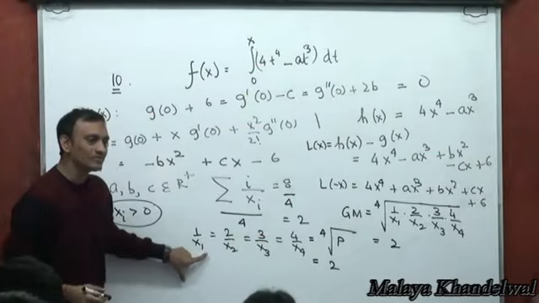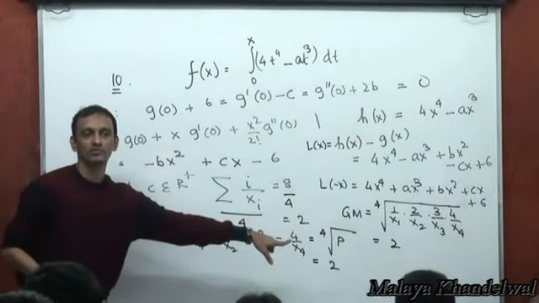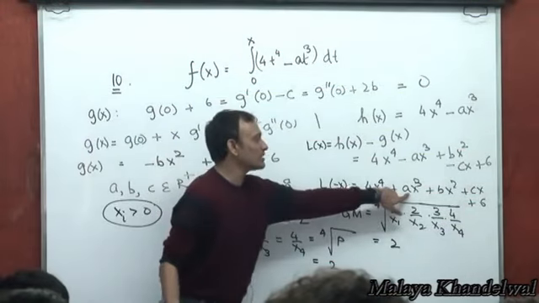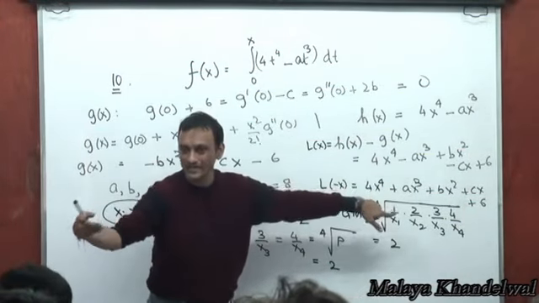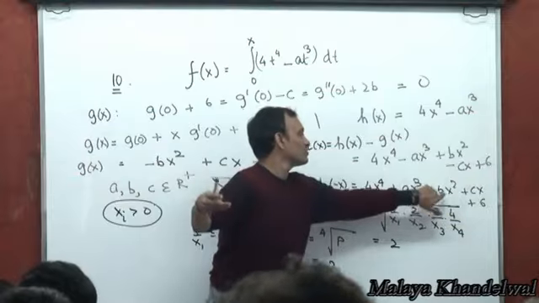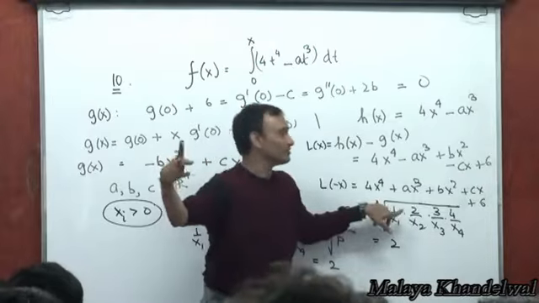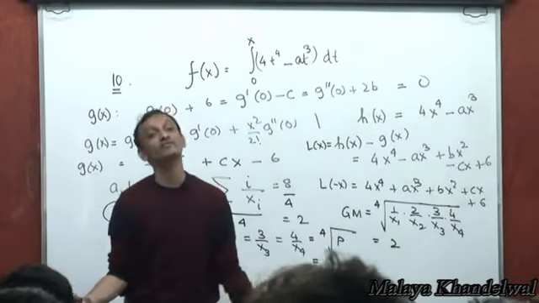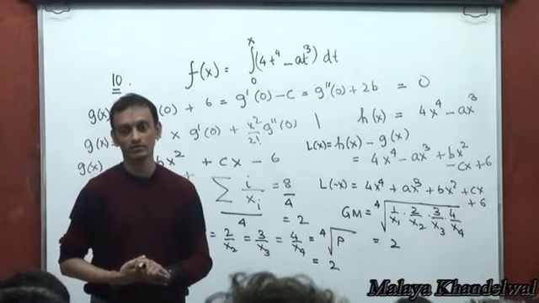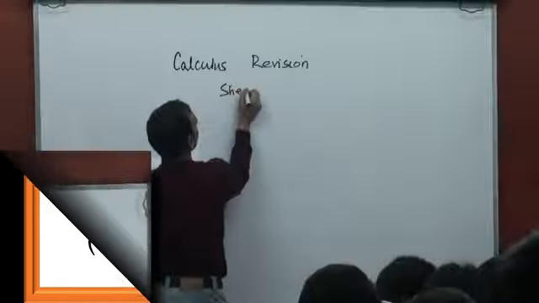So x1 is known, x2 is known, x3 is known, x4 is known. All roots are known. Sum of roots is minus a by 4, so a is known. Sum of the products taken 2 at a time is b by 4, so b will be known, c will be known, and so on and so forth. Everything is known to you. Are you all there with me on this?